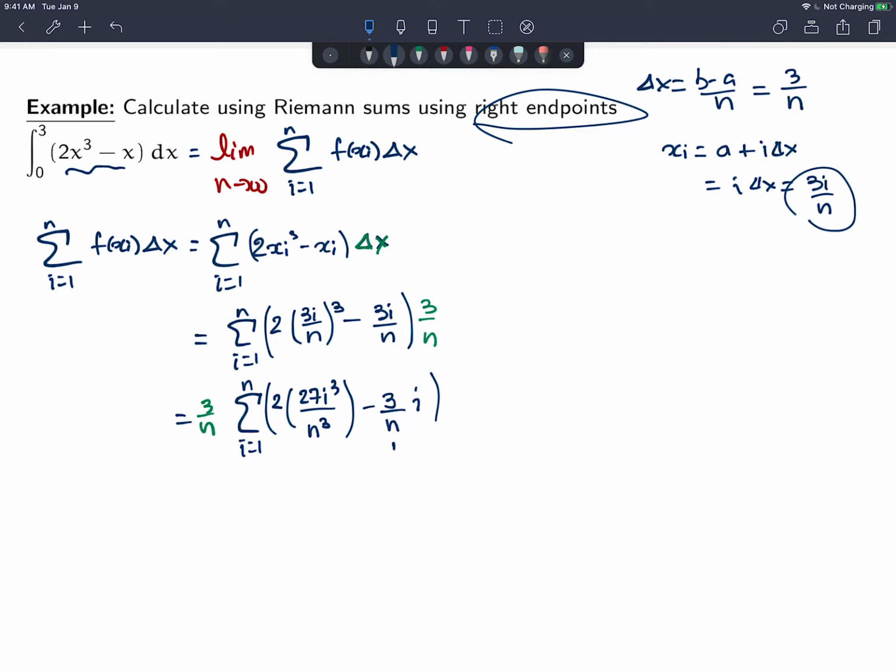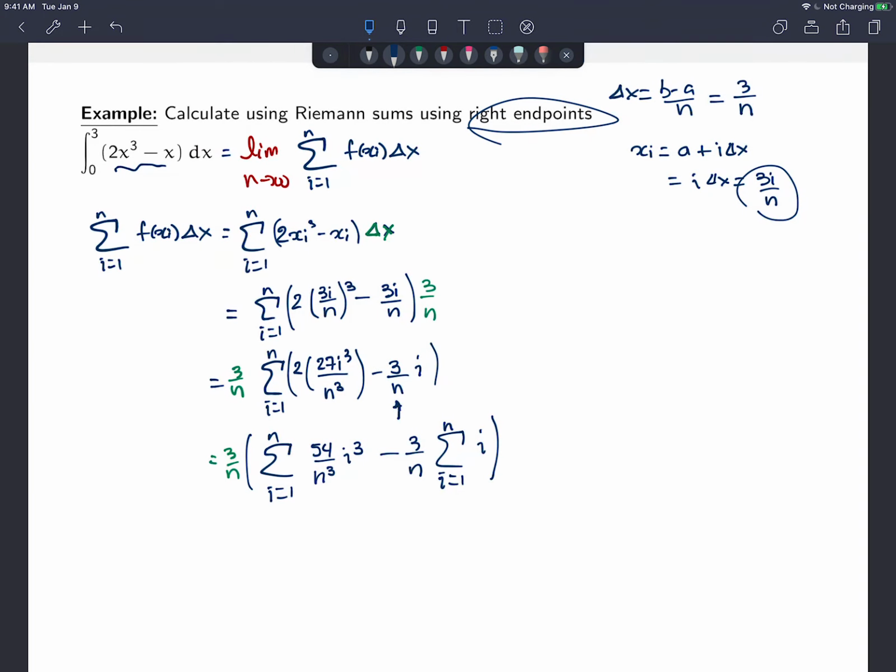This is another constant as far as this sum is concerned, so I can also take it outside of the sum. I'm going to separate this into two sums, keeping the 3 over n outside for now. I have the sum of i equals 1 up to n. This becomes 54 over n cubed times the sum of i cubed. And then I have 3 over n times the sum of the i's. So this is looking a lot better. Okay, I need some space, so let me shrink this.